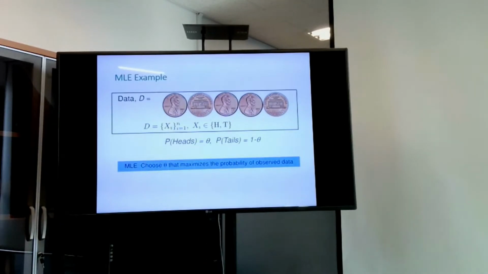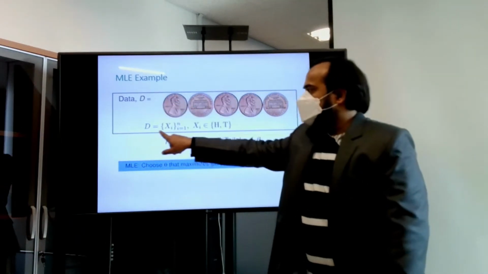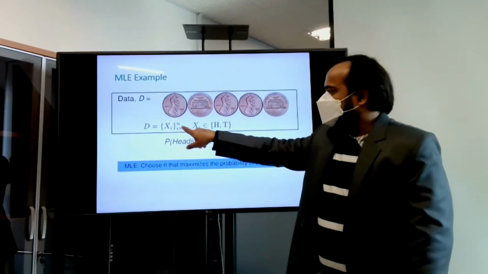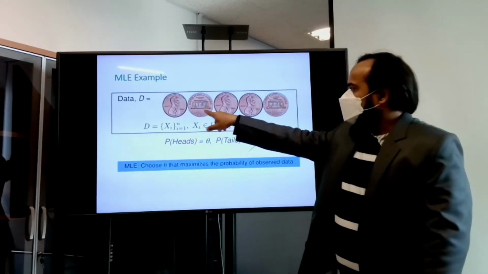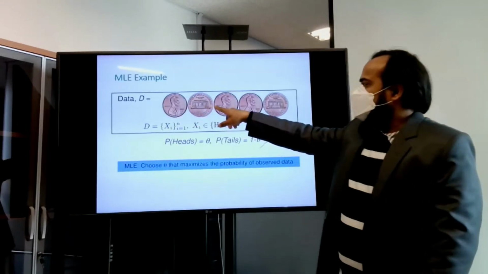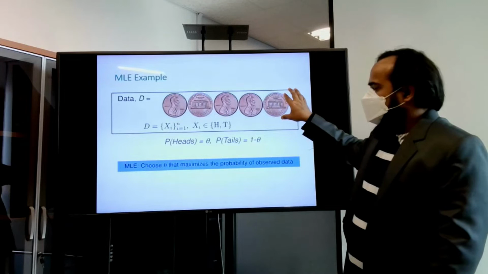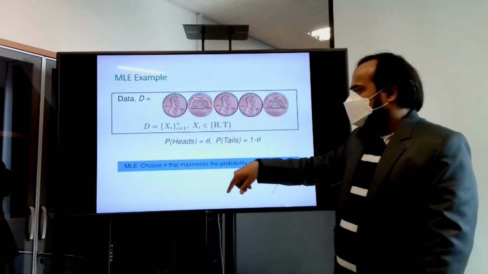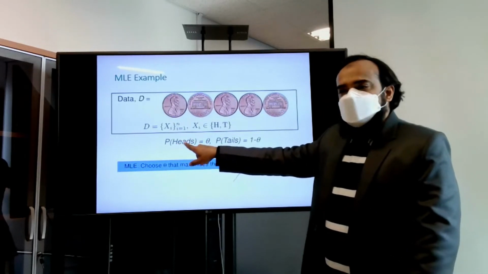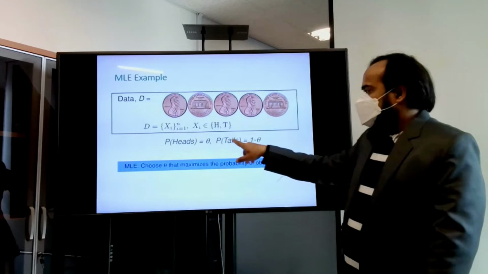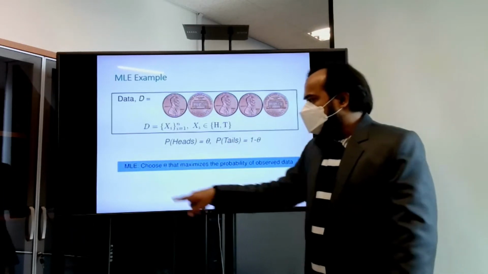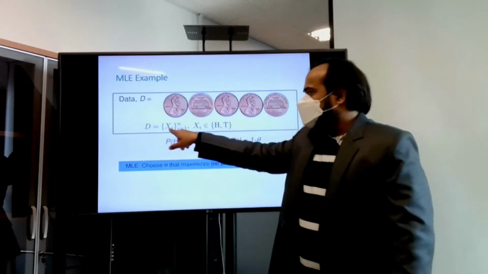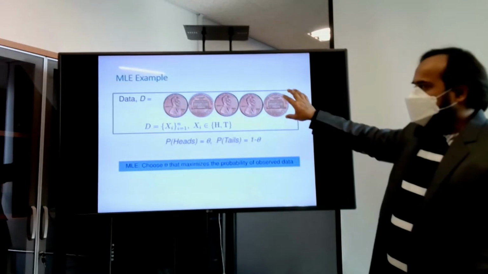Suppose the data is given like this: these 5 points, x_i for i equals 1 to n, where n is the number of data points. In our case we have 5 data points, so it's 1 to 5, and x_i belongs to head or tail. So theta denotes head, and 1 minus theta denotes tails. Choose theta that maximizes the probability of the observed data. So this is our data, which includes this state x_i.